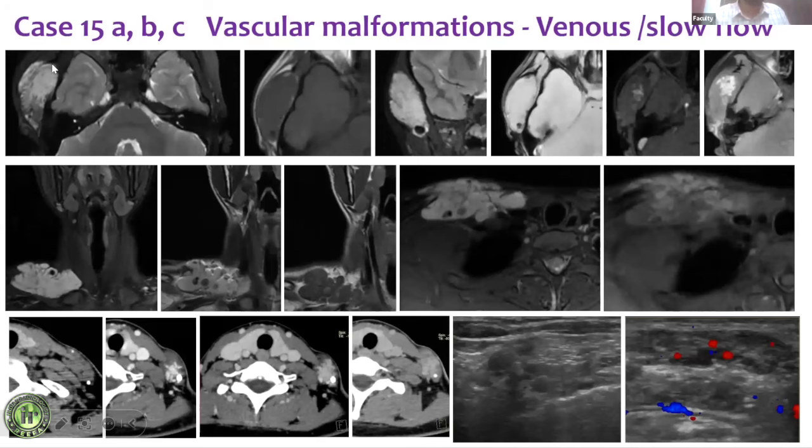You can see here in the right temporal region there is a T2 hyperintense lesion. You can see these hypointense flow voids, that is the phlebolith here. You can see here in the root of the neck, there is an ill-defined lesion and there is presence of these flow voids. This is the phlebolith. And along with that, on the delayed phase images, there is a progressive kind of enhancement. Early phase, there is less enhancement. On the delayed phase, there will be progressive enhancement. So this is a typical feature of venous vascular malformation.